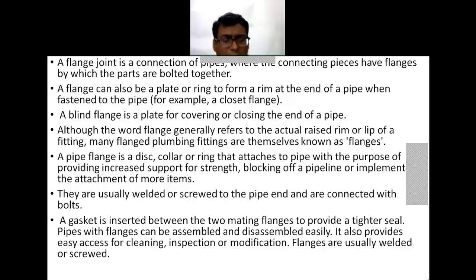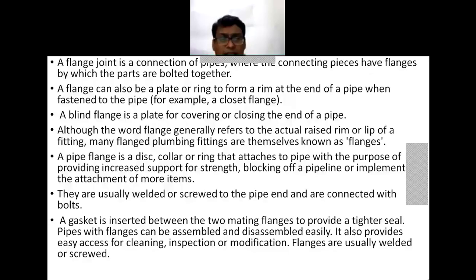One type is the blind flange, which is a plate. That blind flange blocks the flow because it's a plate; the hole is not available. Although the word flange generally refers to the actual raised rim or lip of a fitting, many plumbing fittings are themselves known as flanges, not restricted to the specific plate and ring type. The gasket is inserted between the two mating surfaces.